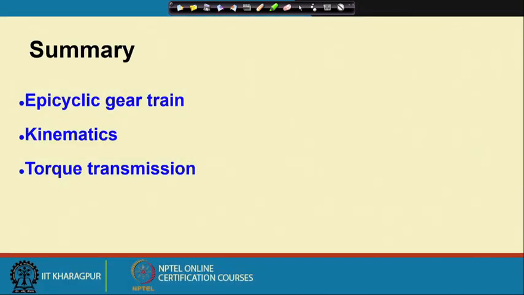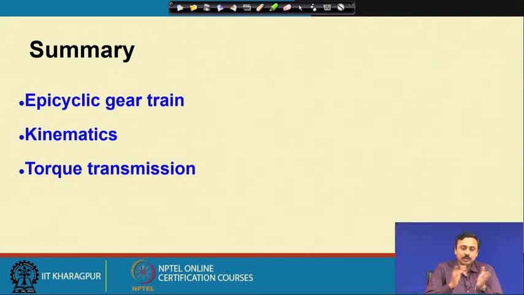So, let me conclude by summarizing what we have discussed. We have looked at the epicyclic gear train, their kinematics, considering both a sun planet gear and a planet ring gear and a combination of these two. We have calculated the motion transmission and the torque transmission ratios. So, with that I will close this lecture.